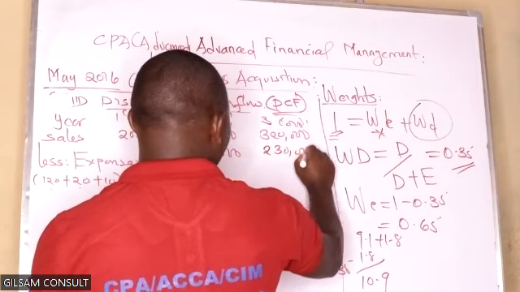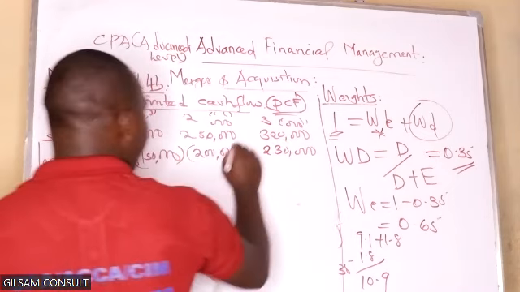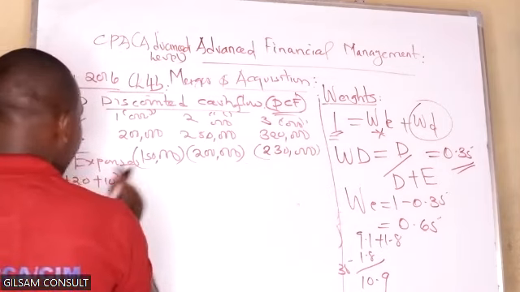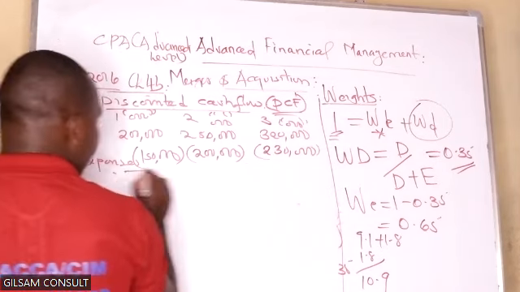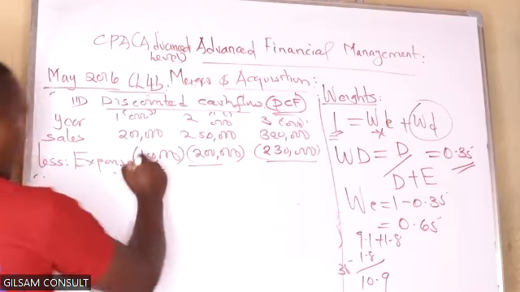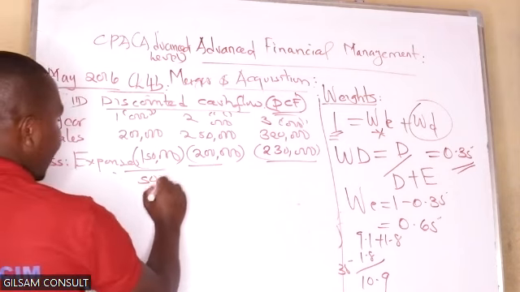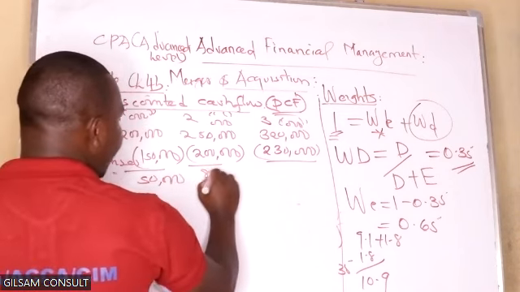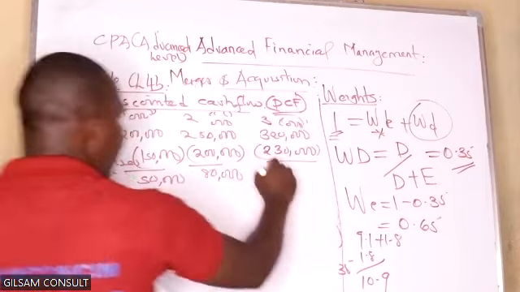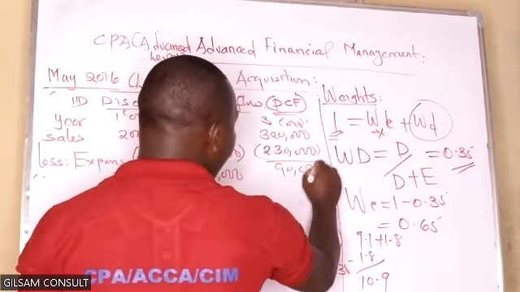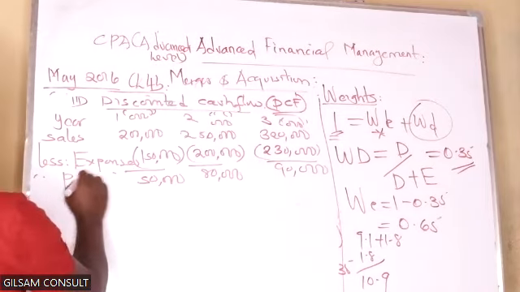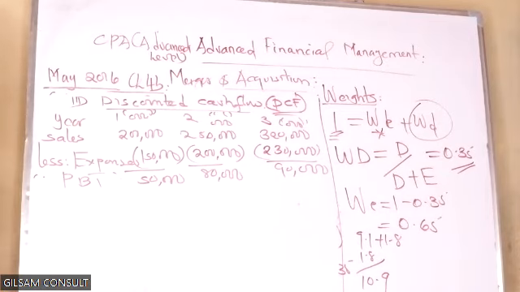So I can get now the profit before tax. The profit before tax, my good student, will be this one minus this one, getting 50,000. This one is 80,000. This one is 90,000. That is the profit before tax.